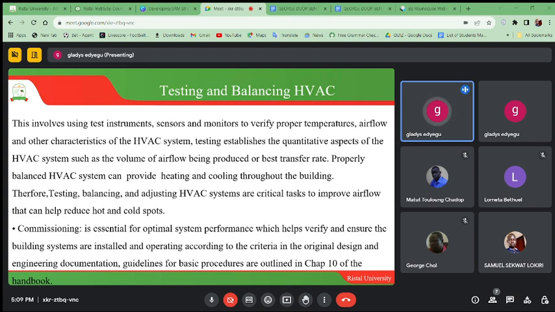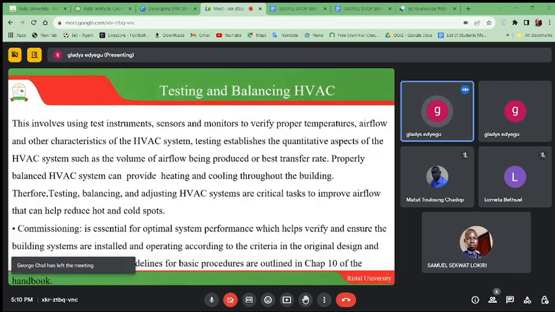So this HVAC system is actually critical in a way that it helps to understand the airflow of the different machines, and it can help us ensure that we reduce the temperatures in those different areas, whether in the theaters, whether in laboratories, anywhere that we need a different kind of temperatures, we can regulate when we test, and we can balance them.